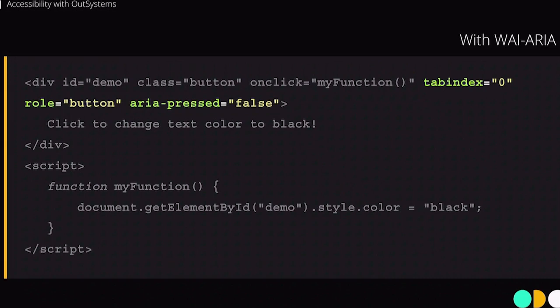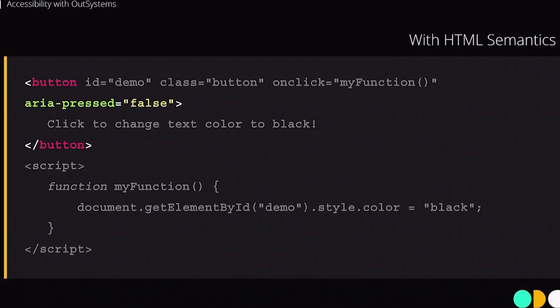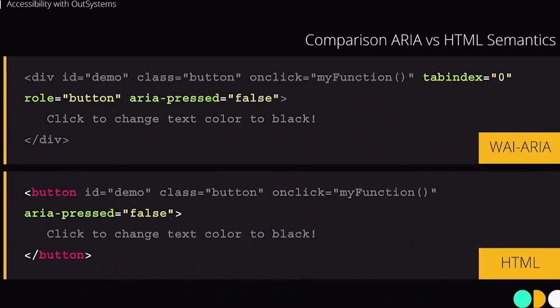I need to tell that this div is a button, and we need to change the state and property, aria-pressed, because it's not a button. We need to implement it. Or we only use a semantic element, and it will all work. All we need is aria-pressed, and we need to manipulate it with JavaScript. So this is just a comparison of ARIA and semantics. Using only ARIA, we need to put in a lot of code. Using only semantics, we have the same result.